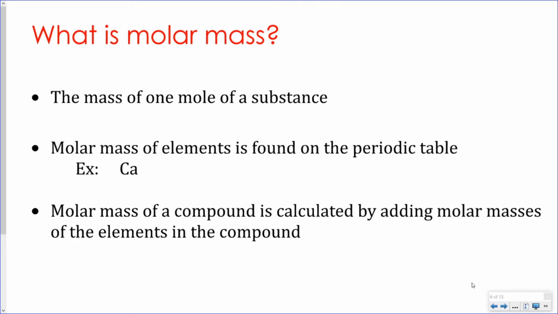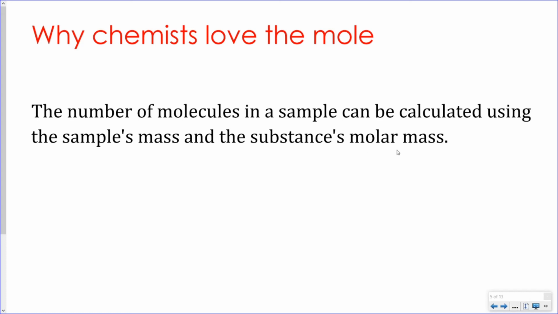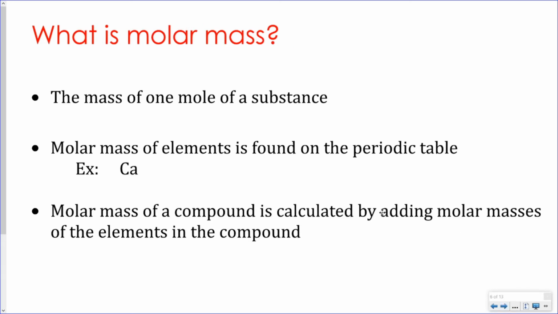So this said the substance's molar mass. So what is molar mass? Well, it's the mass of 1 mole of a substance. We talked about that just a minute ago. The molar mass of elements is found on the periodic table. We also talked about that. So here's just another example. Calcium, you look that one up. It's 40.08, and we put in units here of grams per mole.